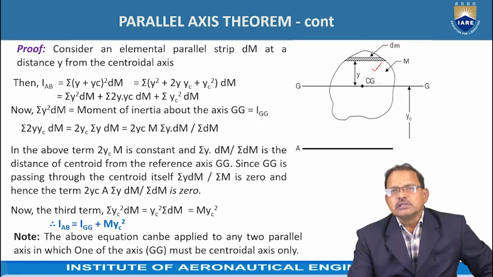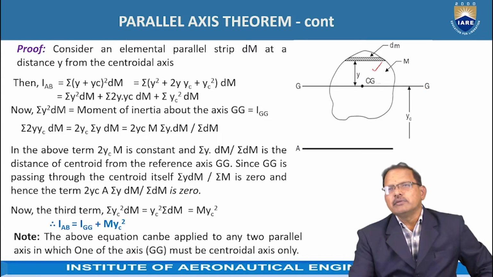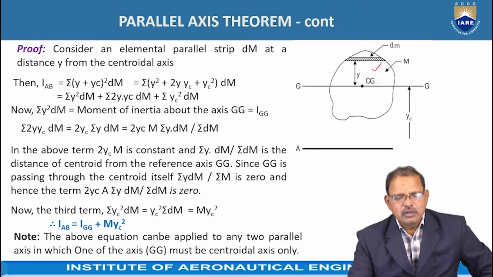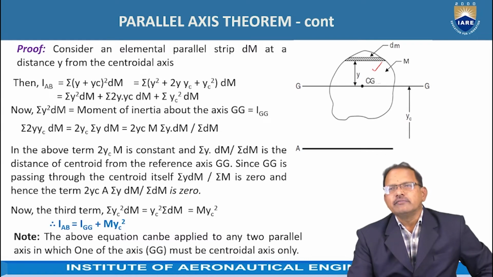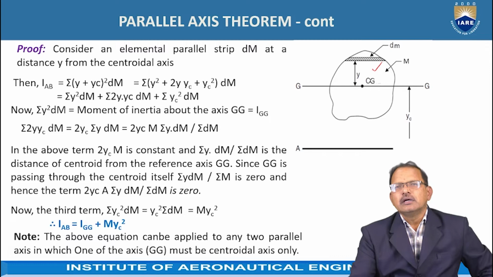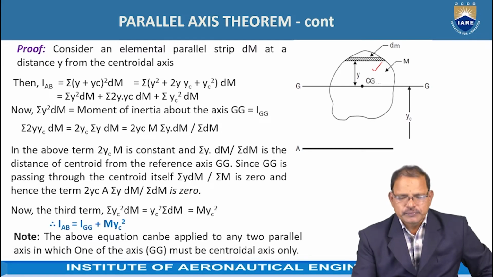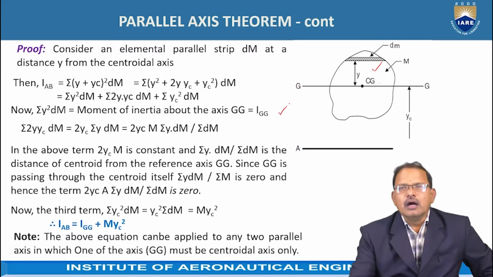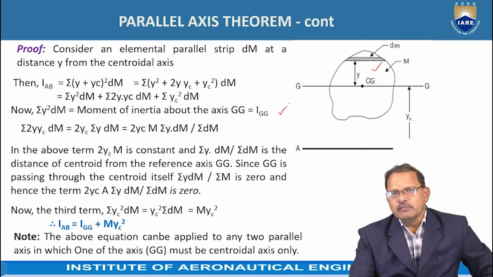So again on expanding, it is equal to sigma y square dm plus sigma 2 yc dm plus sigma yc square dm, where sigma y square dm is representing the moment of inertia of the area about its central axis GG. Hence it is represented as I_GG. And in 2 yc dm, since 2 is a constant and yc is the distance between GG and AB, it also remains constant.